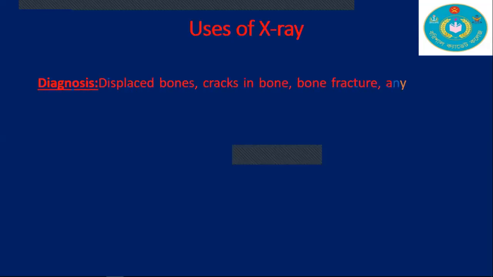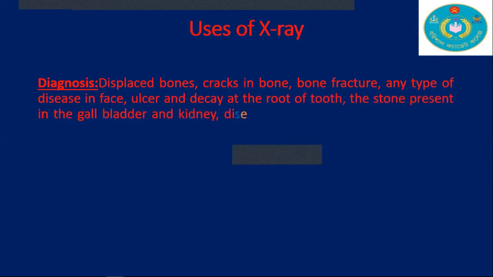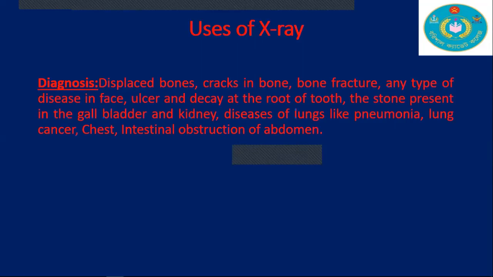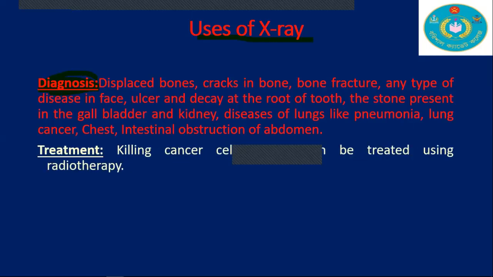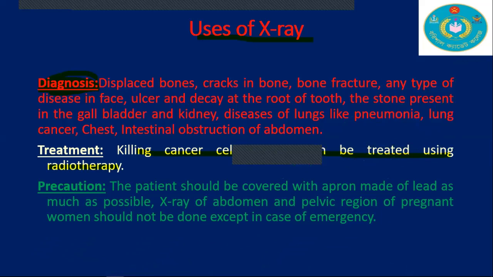Uses of X-ray: we use it for diagnosis purposes, for displaced bone, crack in bone, bone fracture, and disease in the face, ulcer, and decay at the root of the tooth, stones present in the gallbladder and kidney. Diseases of the lung like pneumonia, lung cancer, chest, and intestinal obstruction of the abdomen. For all these diagnosis purposes, we use X-ray. And for treatment, by using X-ray we can kill cancer cells, and cancer can be treated using radiotherapy that we learned a few minutes ago.